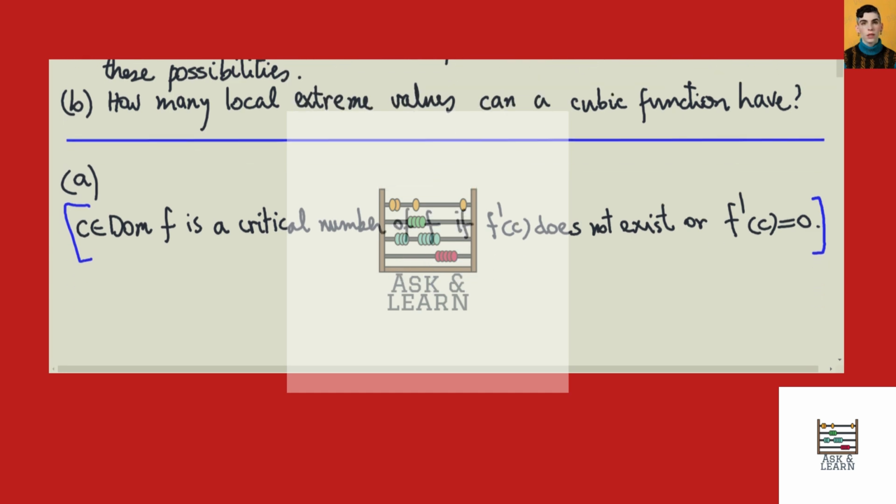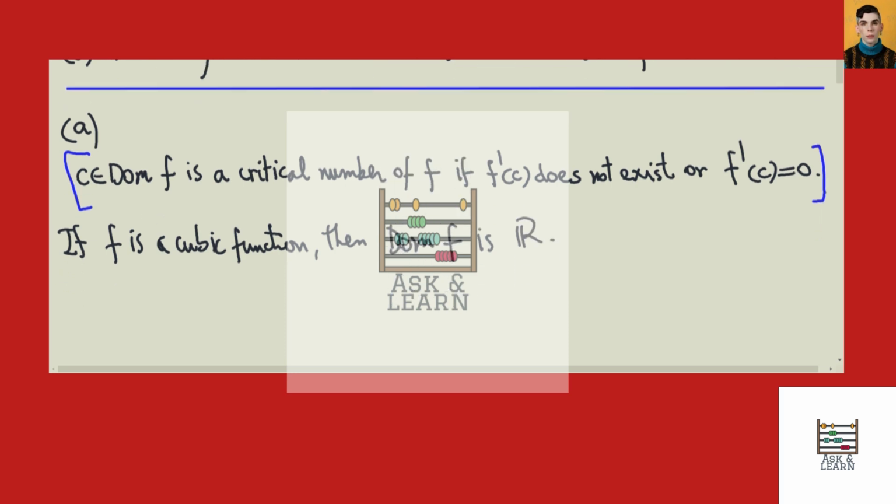First of all, we know that the domain of a cubic function is the set of real numbers. So if f is a cubic function, then the domain of f is the real numbers. That is, the function is defined at every real number, because a polynomial is defined everywhere for any real number x.